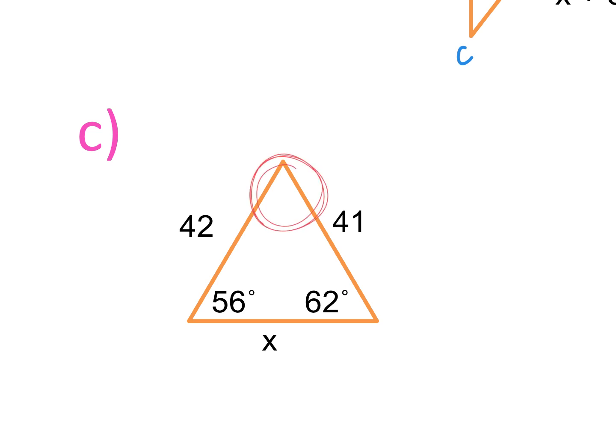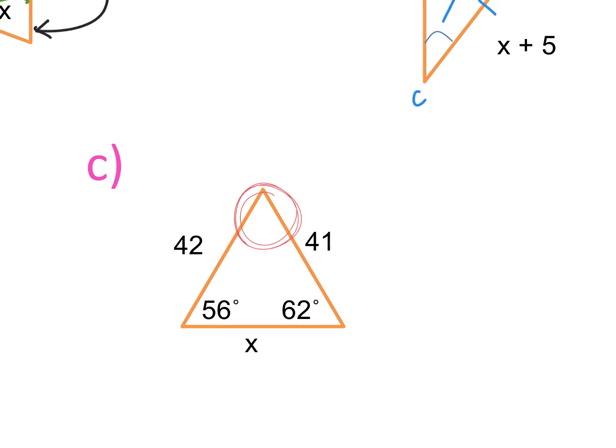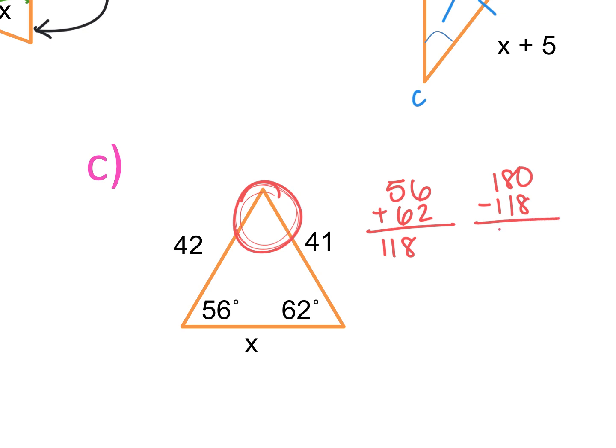So looking at this one, I'm going to solve it. I'm going to add 56 plus 62. I'm going to get 118. And then I'm going to solve 180 minus 118. And I'm going to get 62 degrees.